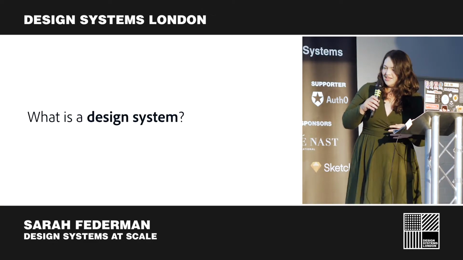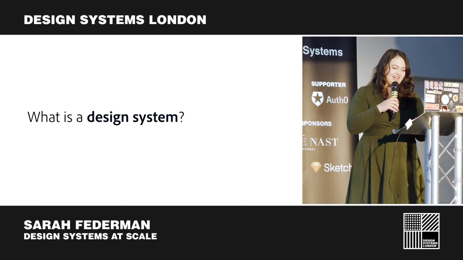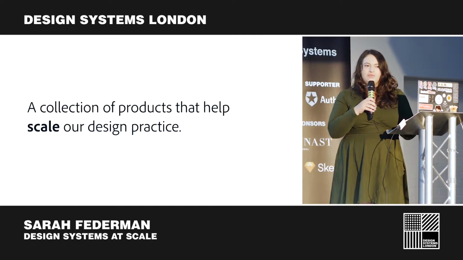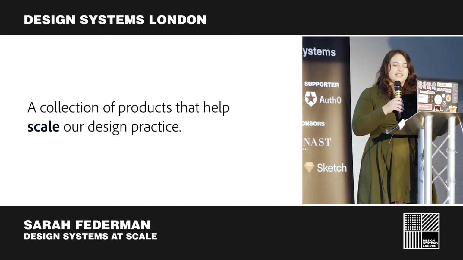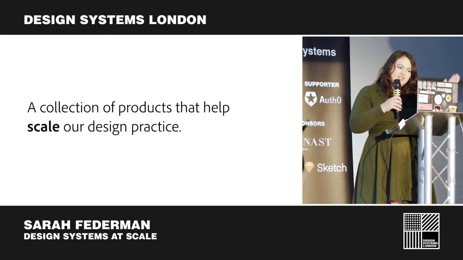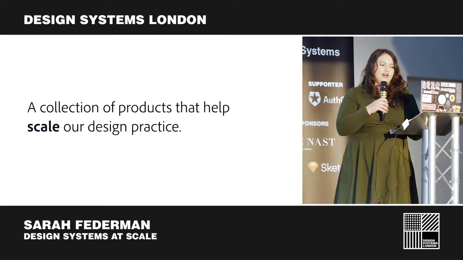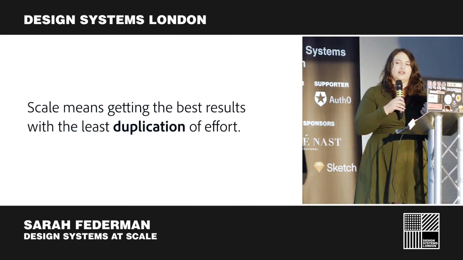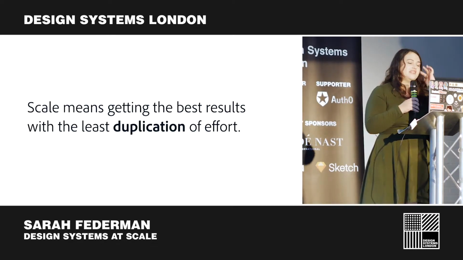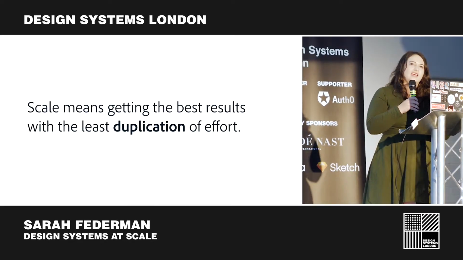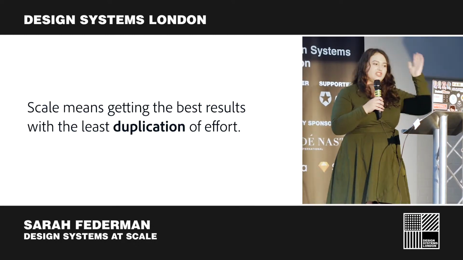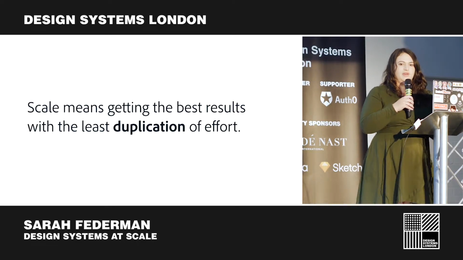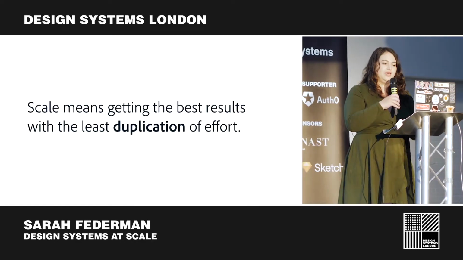So very briefly, since everybody has already done this thing, what a design system is to us is a collection of products that help us scale our design practice. It ends up being a lot of things, which we'll go over in a bit, but for us, scale really means getting the best results with the least duplication of effort. So like, not doing things 100,000 times, and not like DevOps-y things. It's not serving a gajillion users and having 9 nines of uptime. That's not what we're talking about here. We're just talking about efficiency, really.